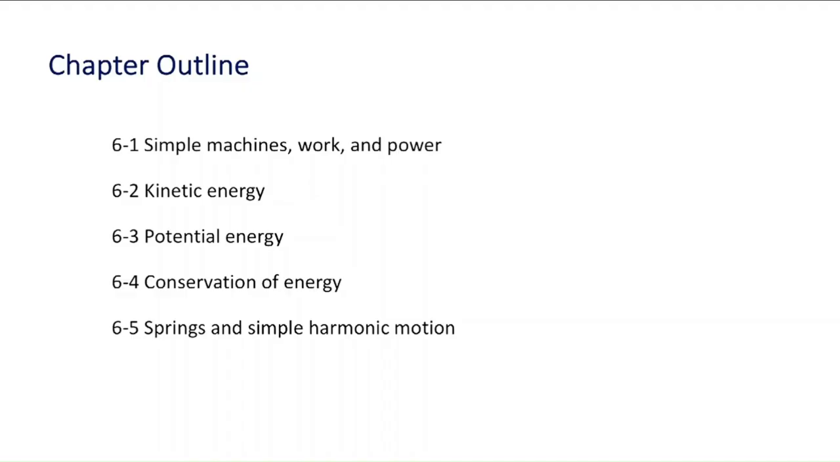Here's a quick overview of what we will cover in chapter 6. We will begin with simple machines, work and power. Then move into kinetic energy and potential energy. And after that, we will bring those ideas together with the conservation of energy principle. And finally, we will finish the chapter with springs and simple harmonic motion. So this outline gives you the big picture of where we are headed.